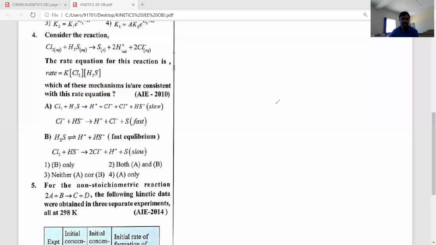Okay, let's see. Consider the equation: Cl2 plus H2S is converted into S plus 2H+ plus 2Cl-. For this equation, rate is equal to K into concentration of Cl2 into concentration of H2S. Let's see its mechanism. According to its mechanism, the mechanism is taking place in two ways.